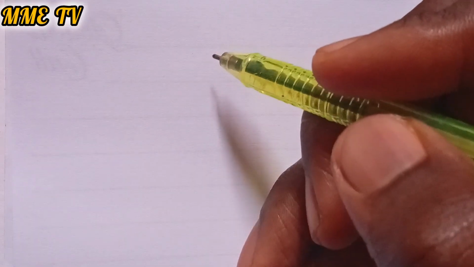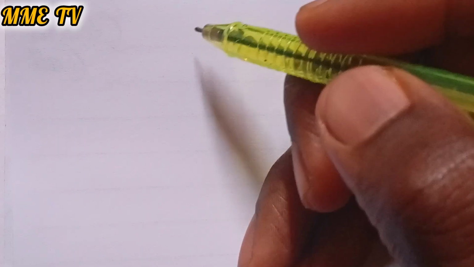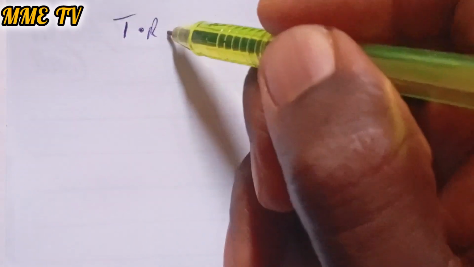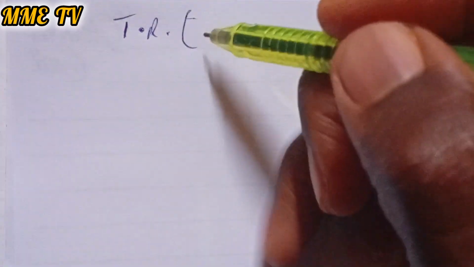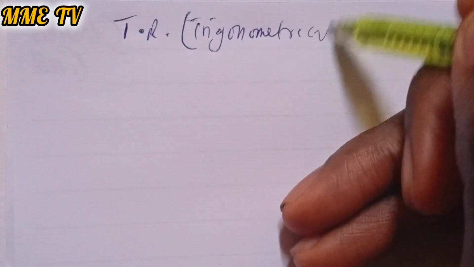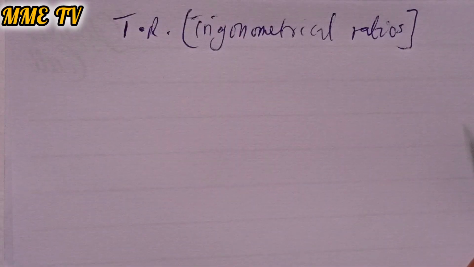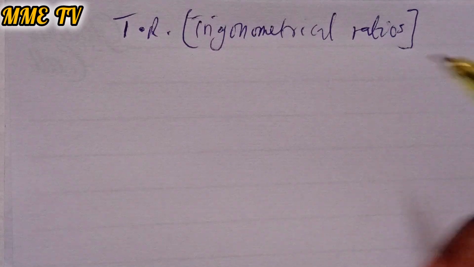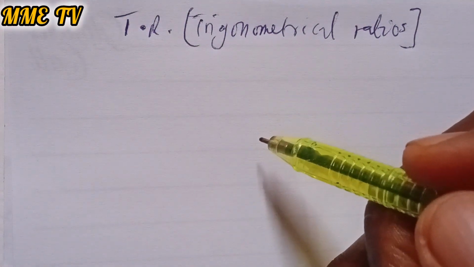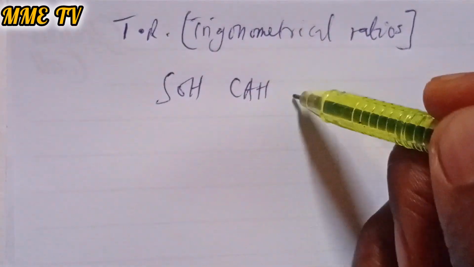Today we are going to be discussing at length a special topic that most students don't like going through, known as the TR. What is TR? TR is trigonometrical ratio. This has to do with lots of things. It has to do with a special code known as SOHCAHTOA.